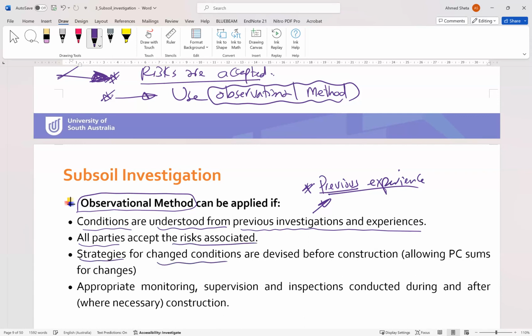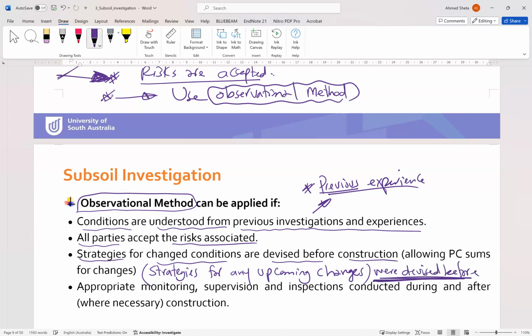Strategies for changed conditions are devised before construction. So you have plans or strategies for any upcoming changes that could occur, devised before starting the project. This is a very important one. Otherwise, conflict will arise between the stakeholders. So we need to have strategies before starting.